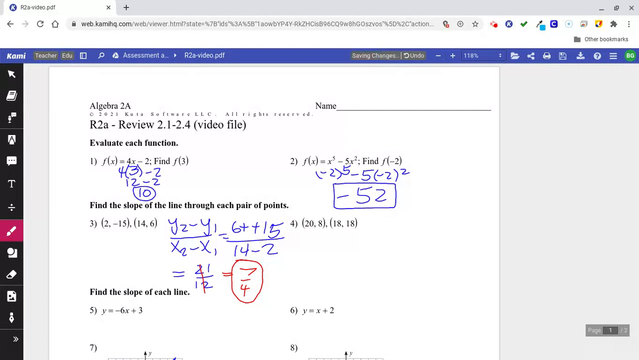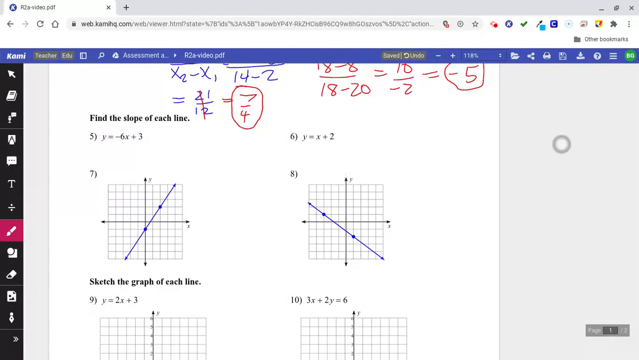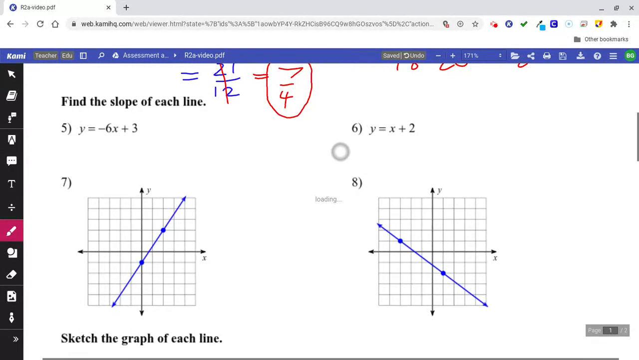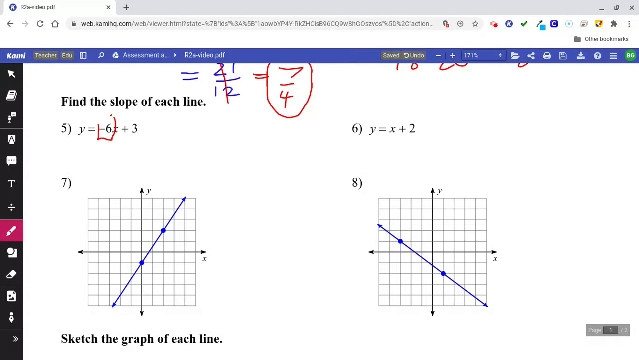So then the next one, 18 minus 8 over 18 minus 20. 10 over negative 2. Make sure you reduce your fractions whenever you can. That's negative 5. Find the slope of the line. Well, we know that this number right here is just the slope. Likewise right there.